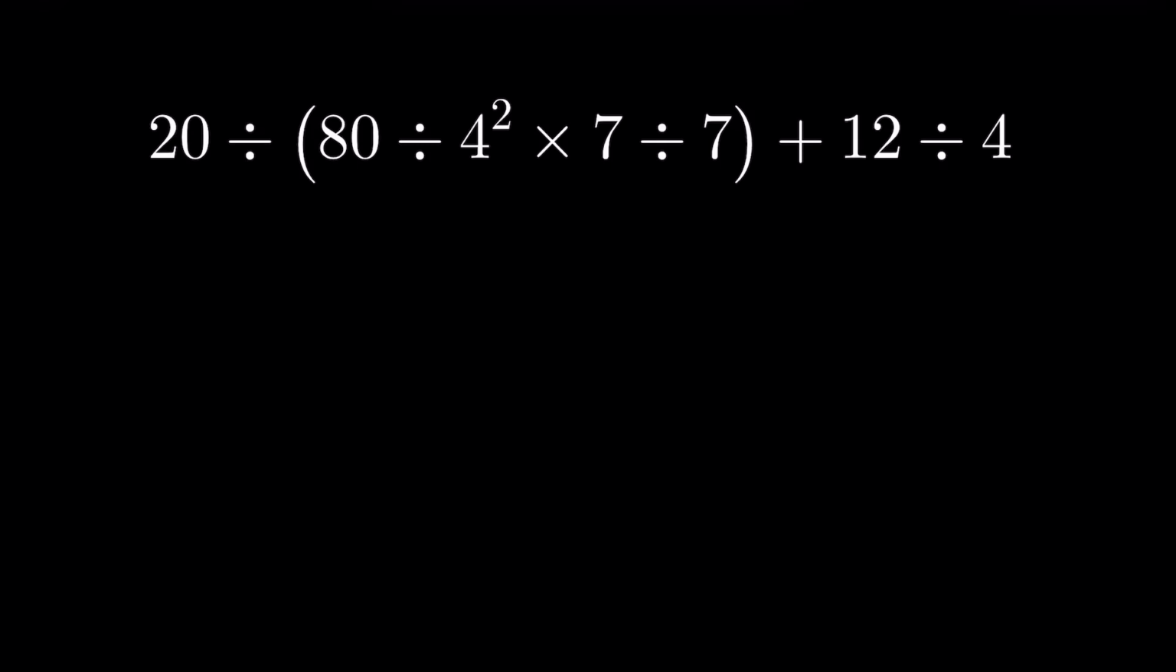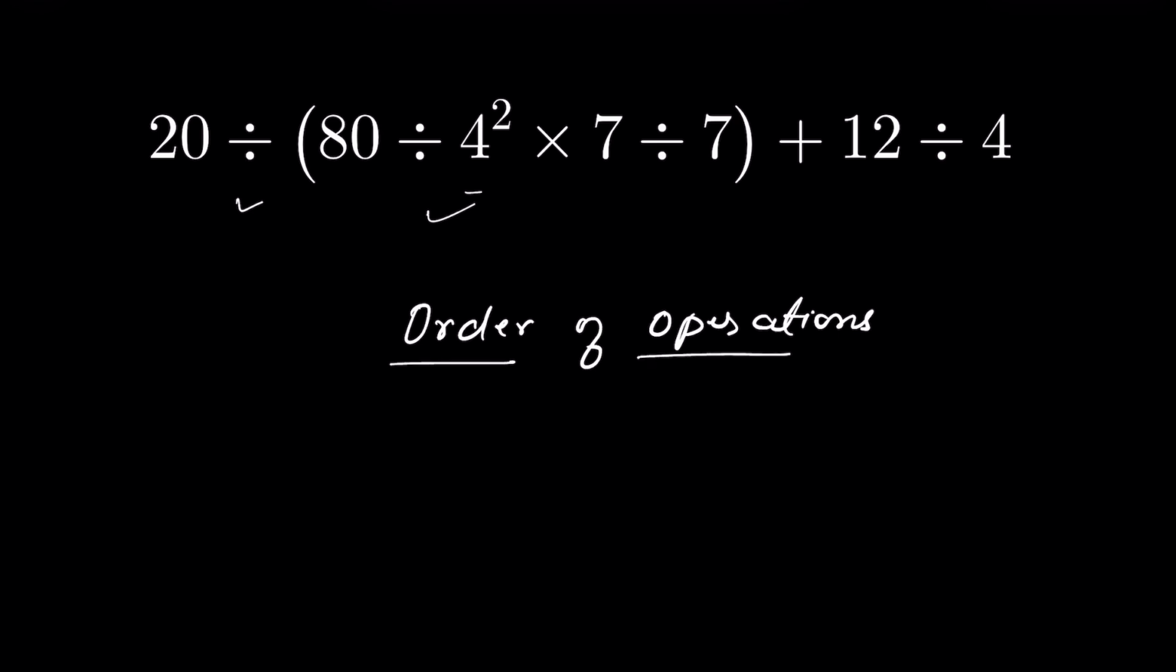20 divided by [80 divided by 4 squared multiplied by 7 divided by 7] plus 12 divided by 4. So there are a number of operations: division, then there is a parenthesis, and within the parenthesis you can see we have an exponent and division. So we need to solve this question based on the order of operations, and you can remember this order of operations through the mnemonic called PEMDAS or BODMAS. So let me show you how you can solve this question based on this order of operations.